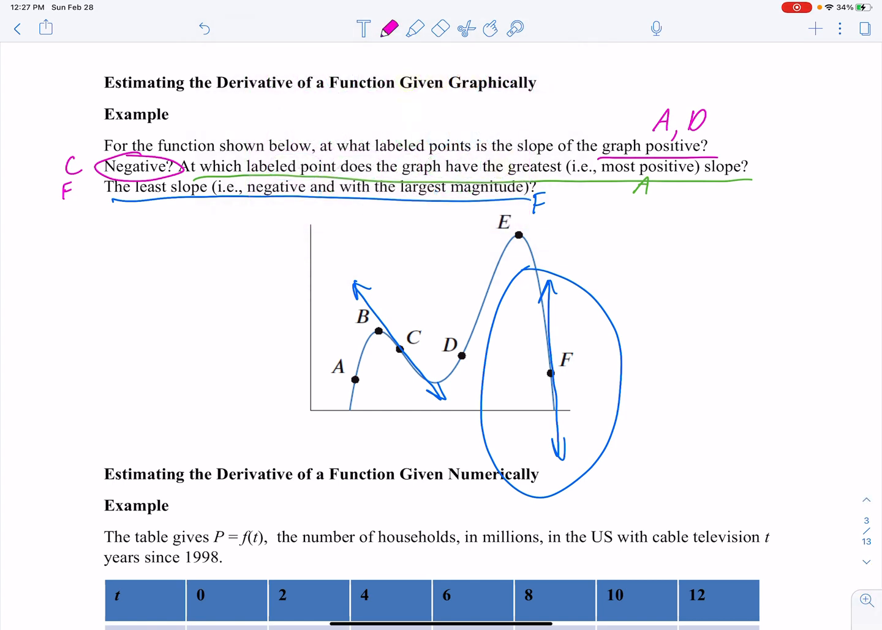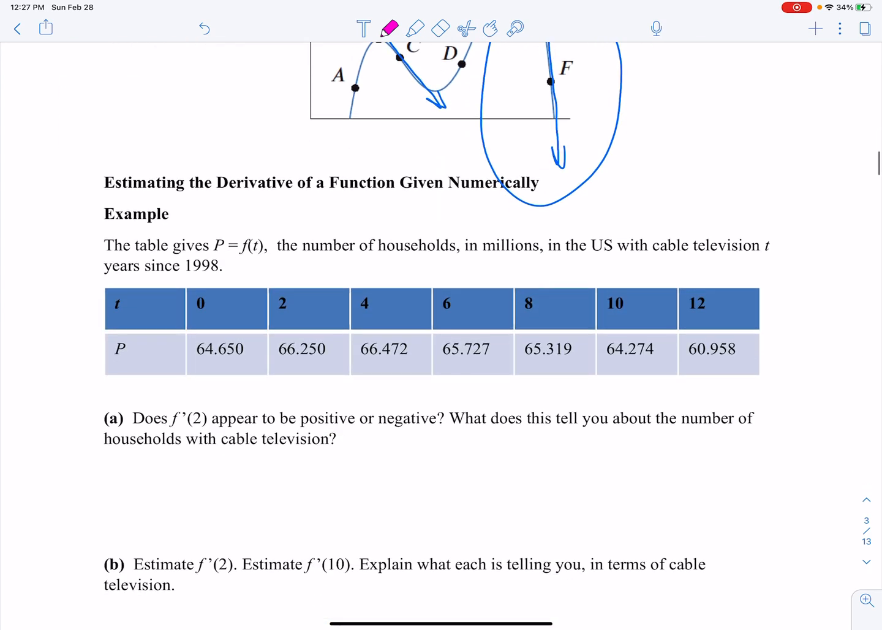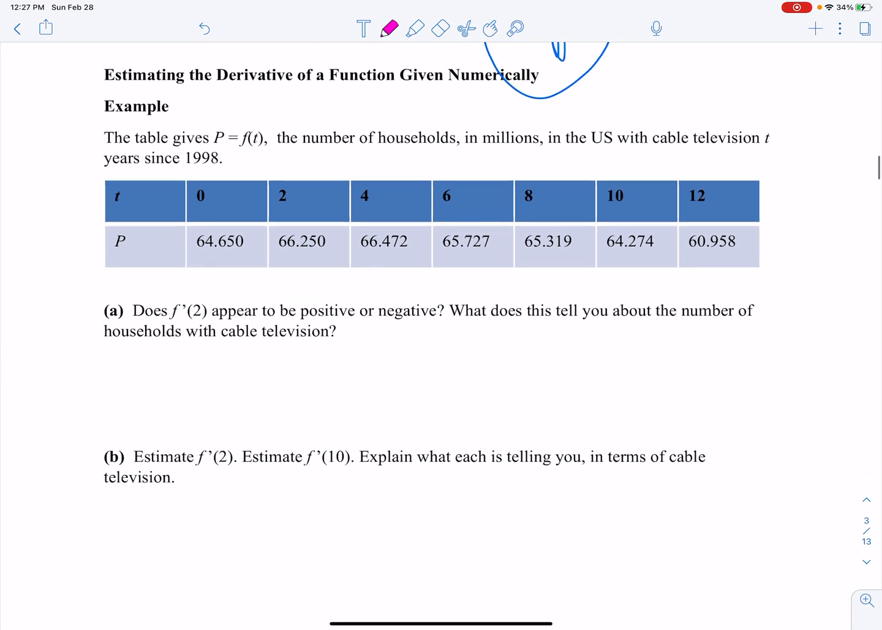All right, moving on here. Estimating the derivative of a function numerically. Let's see, example. A table gives P equals f of t, the number of households in millions in the U.S. with cable television, t years since 1998. So be careful how they write these. T years since 1998. What that means is time 0 here is 1998. Time equals 2 means the year 2000, etc. Years since 1998.